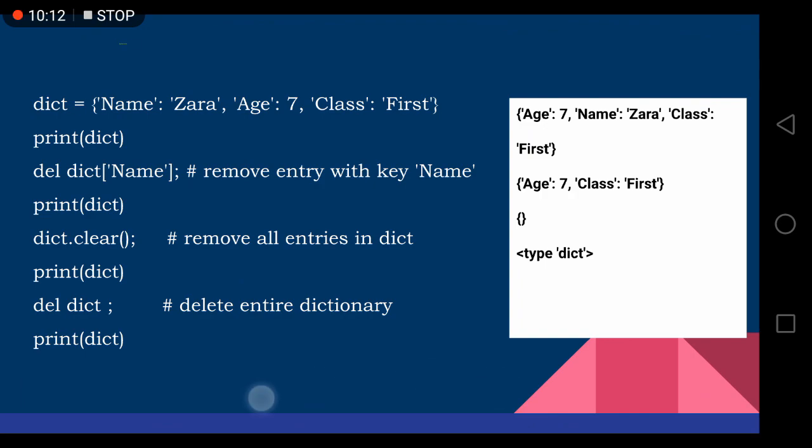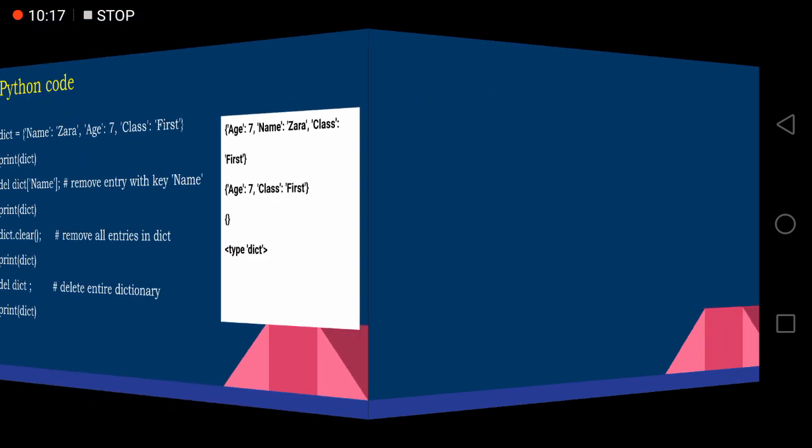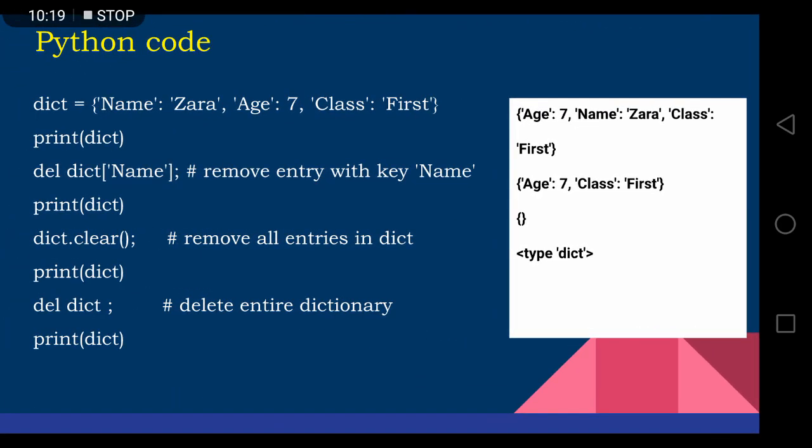Okay, now let us see a clear example of deleting with the Python code. Now we can see here dict is equal to name Zara, age 7, class first. Okay, now if I print dict, you can see the output here: age 7, name Zara, class first. Now this is the output we got. After that we are using the function del dict of name, removing the entry with the key name. Now name will be removed. If we now print the dictionary, it will contain only age 7 and class first, because name is now removed.